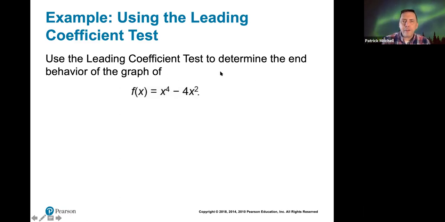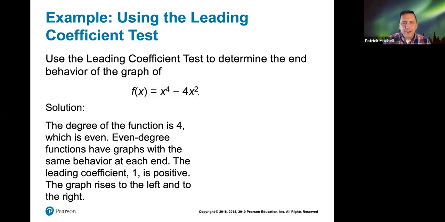Is the leading coefficient positive or negative? It's positive. It's a 1, this invisible 1 here. So even degree, positive leading coefficient. That's just like y equals x squared. That's both ends pointing up. Or the way they say it in words is the graph rises to the left and to the right.